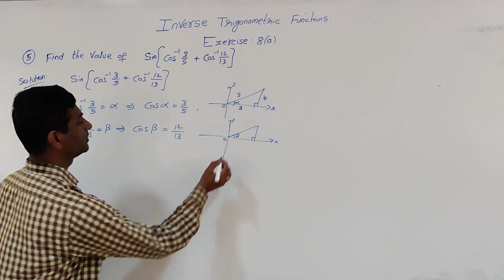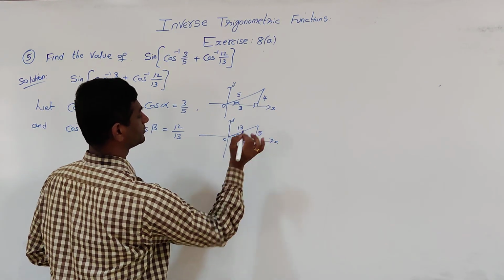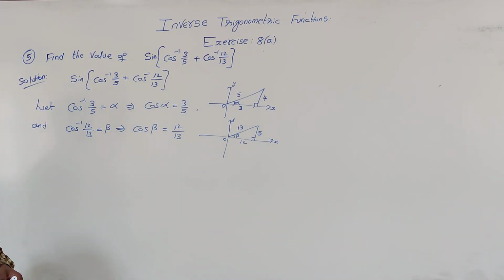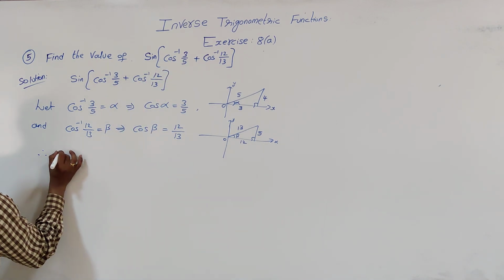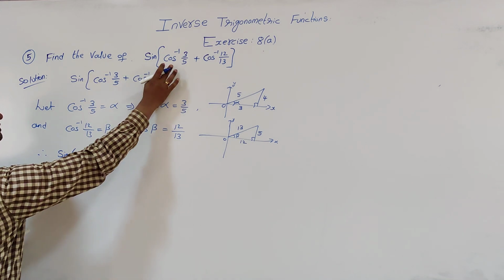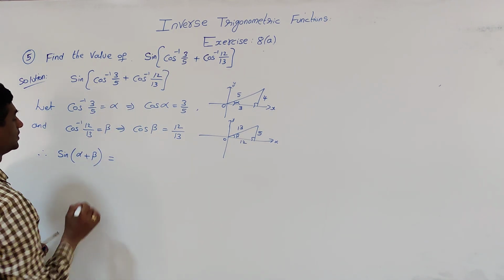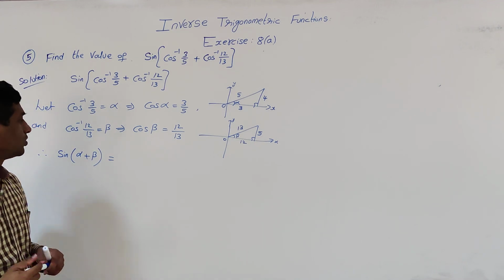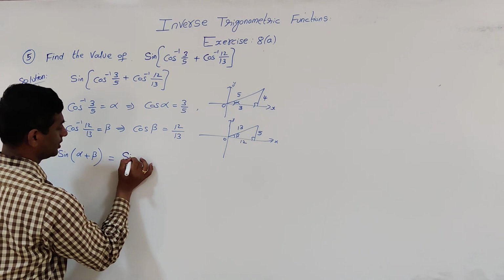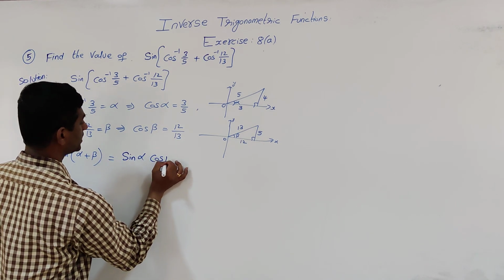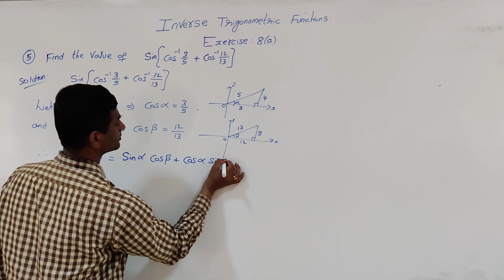Adjacent side is 12 and hypotenuse is 13, and this gives 5. Next, so what does it reduce to? Therefore sine of cos inverse of 3 by 5 is alpha plus beta. Now it is in the form of sine of alpha plus beta. So what is sine of alpha plus beta? We can expand it as sine alpha cos beta plus cos alpha sine beta.